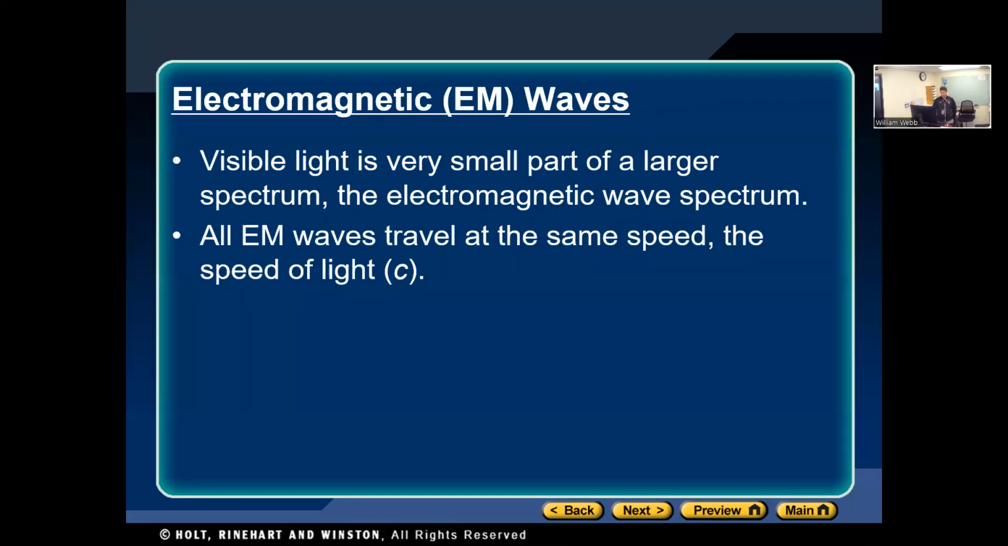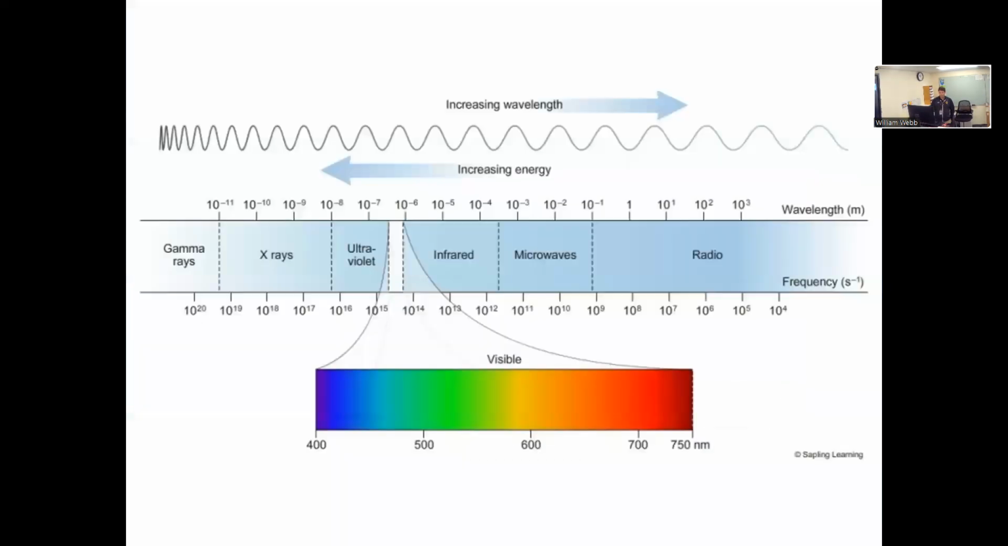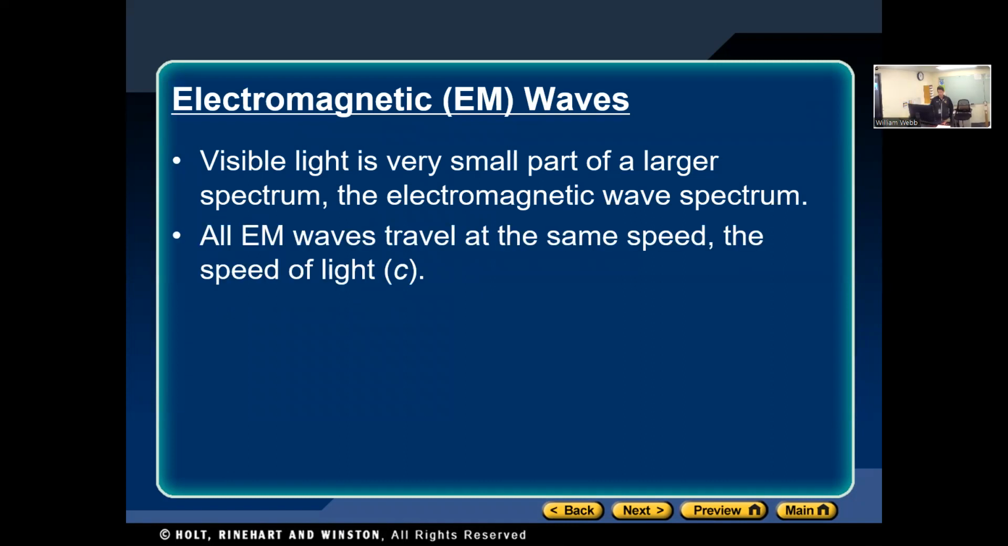All right, now I want to give you a couple key points here, and then we're going to watch a short video that goes over some of these different kinds of waves and how they're used. All of these that we looked at here, from gamma to radio, they all travel at the speed of light. And we use the variable lowercase c to represent the speed of light.